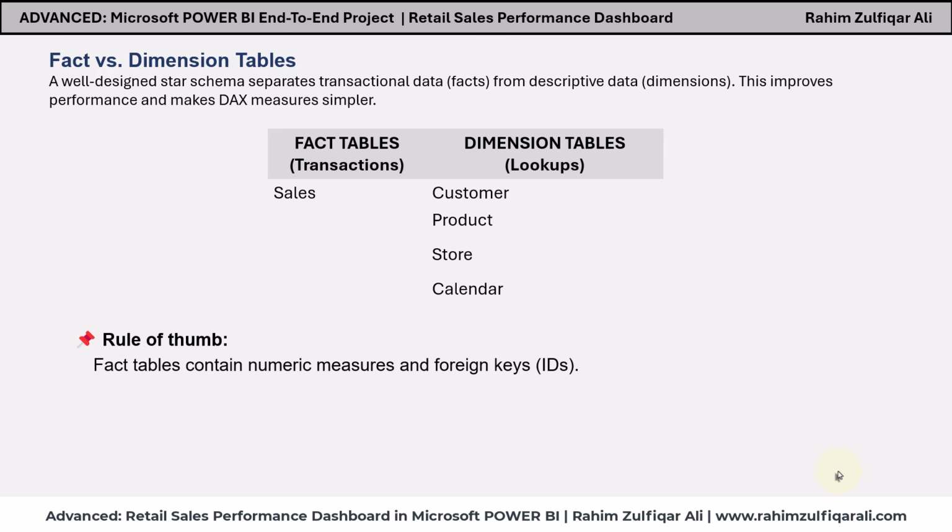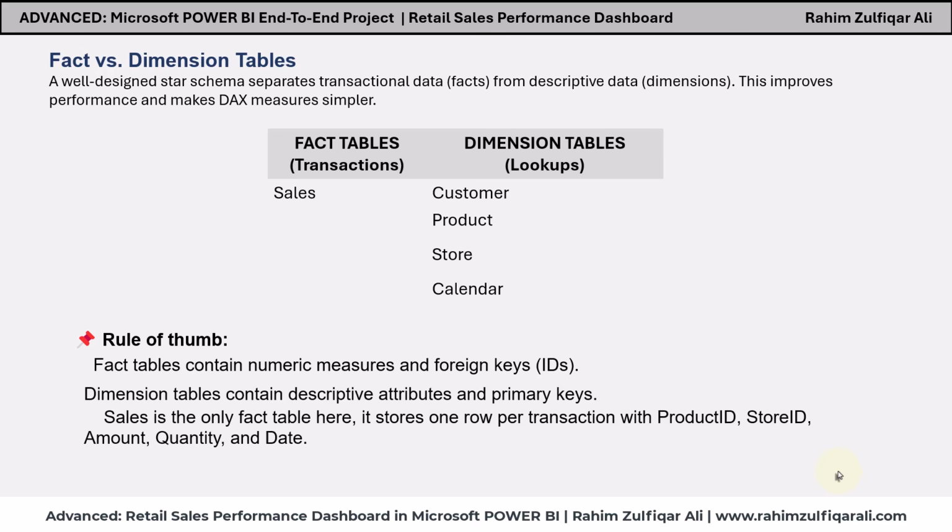Okay. So the rule of thumb is that a fact table contains numeric measures and foreign keys as IDs, and dimension tables contain descriptive attributes and primary keys. Sales is the only fact table here, as we know, right? And it stores one row per transaction with the product ID, store ID, amount, quantity, and date. So these are 5 columns available in the fact table, that is sales.